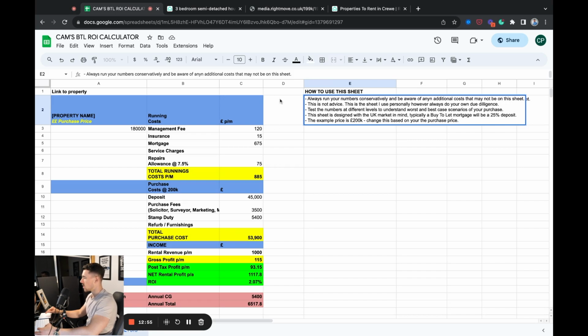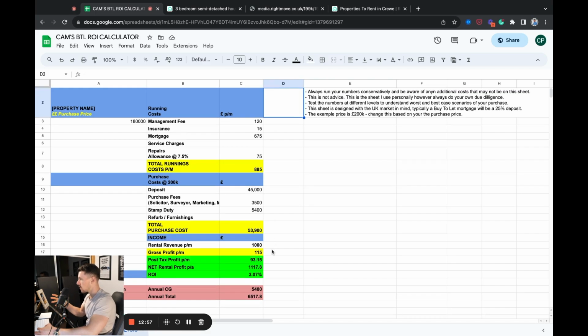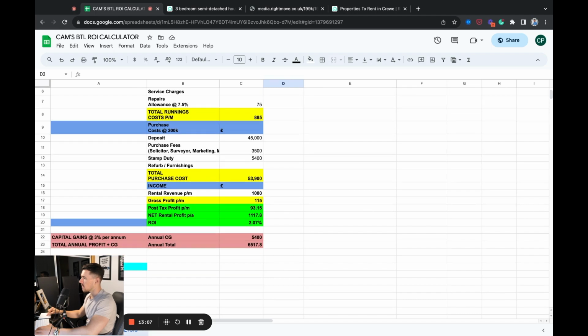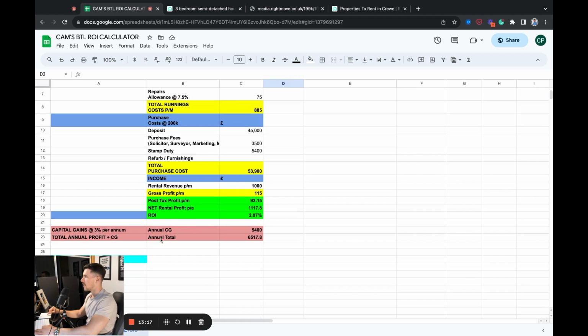I think it's really, really important to not overestimate your numbers because you want to make sure that you're being conservative so that if anything does go wrong, you have that margin of safety. Really, really important. So I like to have that margin of safety. This could well be 5% per annum, but for the purposes of this deal, I'm going to put it in at 3%. And that essentially gives us this number here of annual total profit from the property.